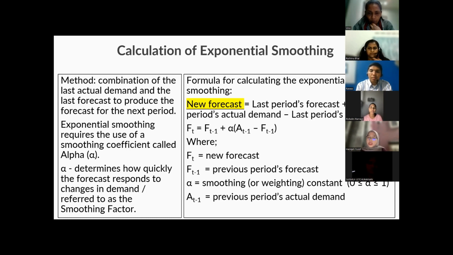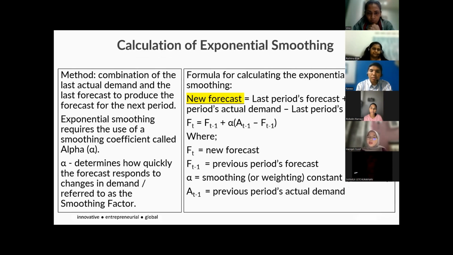Basically, F_t is the new forecast that we want to find. F_(t-1) is equal to the previous period forecast. Alpha is the smoothing factor or smoothing constant. A_(t-1) is the previous actual demand. And next slide, please.